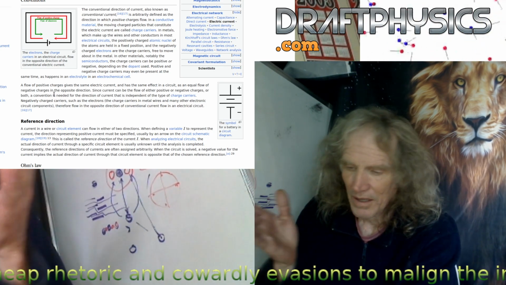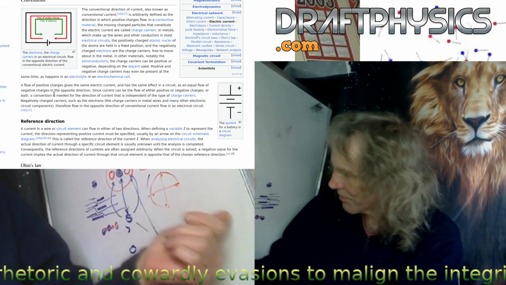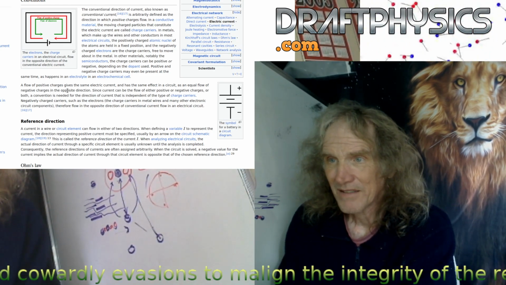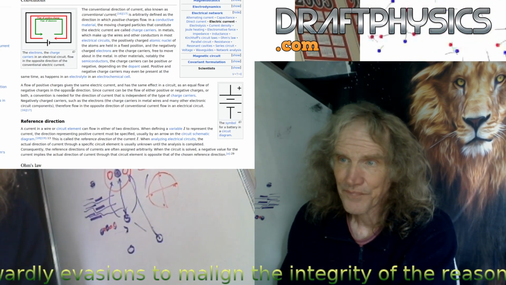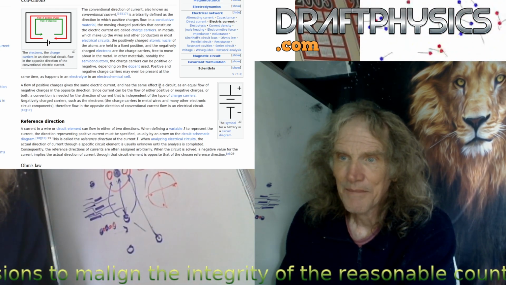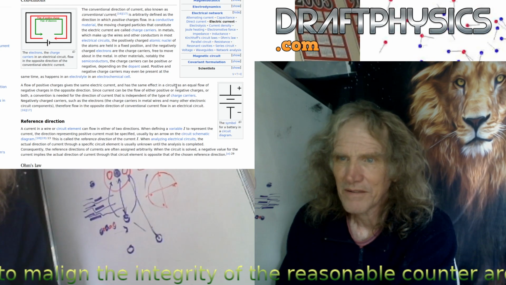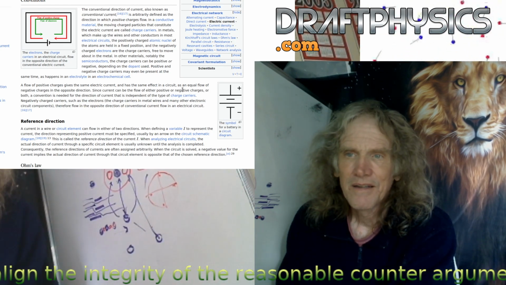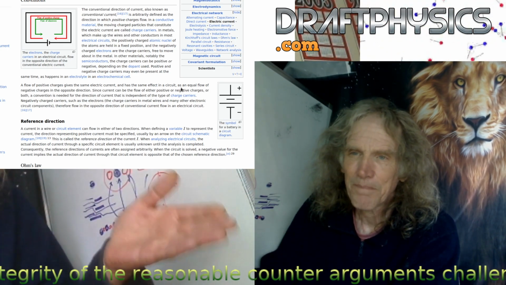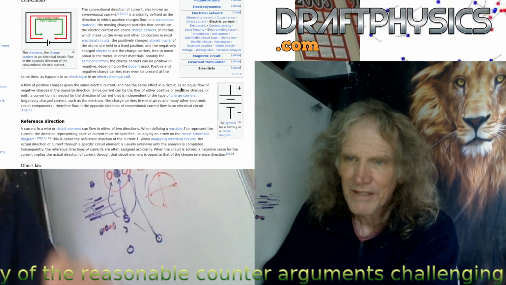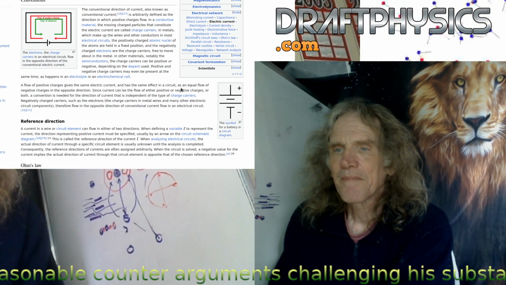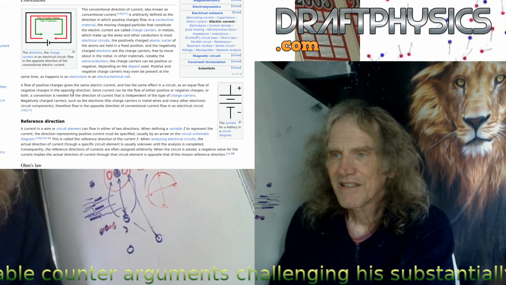which is really just electrons pushing on other electrons, pushing on other electrons, pushing on other electrons. All right, the flow of positive charges, see, more nonsense, gives the same electric current as and has the same effect in a circuit. So there's no flow of positive charges. So why are they saying that? The positive charges don't flow. You don't push. You don't move protons. You're not pushing proton to proton to proton. You're only saying less electrons versus more electrons. All right. As an equal flow of negative charges in the opposite direction.